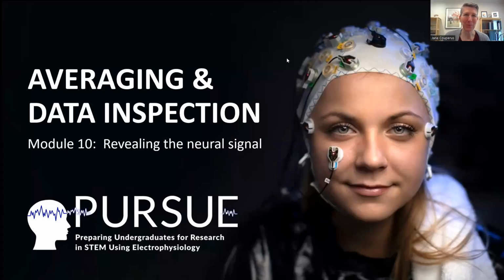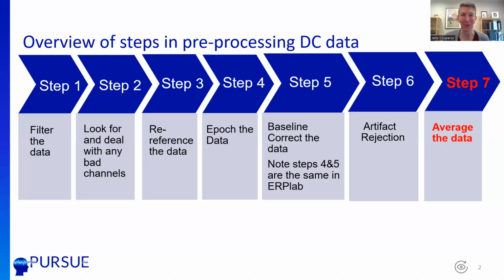Hi, and welcome back. We're going to be doing averaging and data inspection. This is the last of our pre-processing steps. We have done filtering all the way up through artifact rejection. Now we are just going to be working on averaging our data.